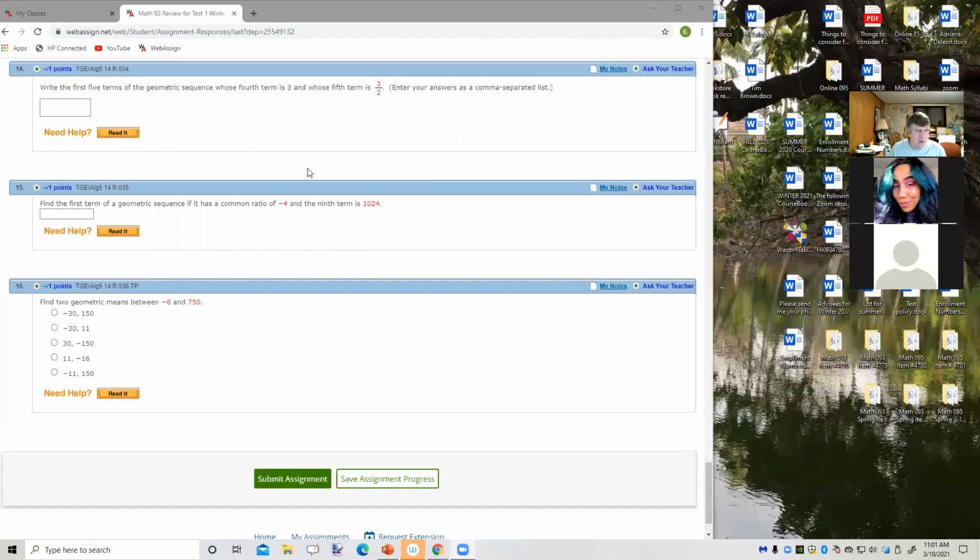Write the first 5 terms of the geometric sequence. This is number 14. Whose 4th term is 3 and whose 5th term is 3 halves. So we need a sub 1, a sub 2, a sub 3, a sub 4, and a sub 5. The fourth term is 3, and the fifth term is 3/2. We're talking about a geometric sequence, so that's a sub n equals a sub 1 times r to the n minus 1 power.